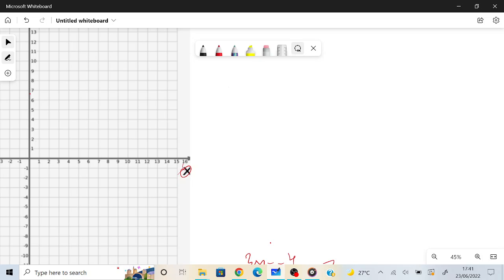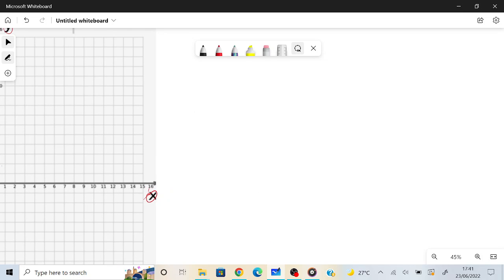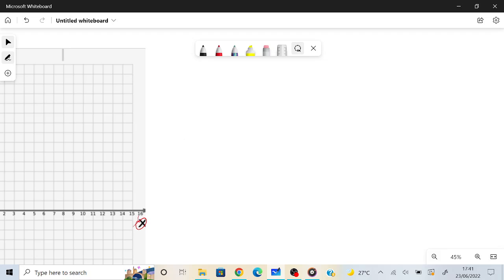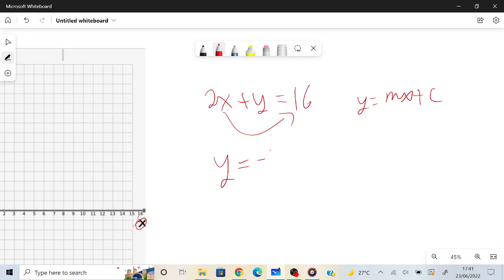Okay, so the next example, we have 2x plus y equals 16. So again, this doesn't look like it's in the format of y equals mx plus c, so let's bring it in that format. Take the 2x to the other side. This simply becomes y equals minus 2x plus 16.